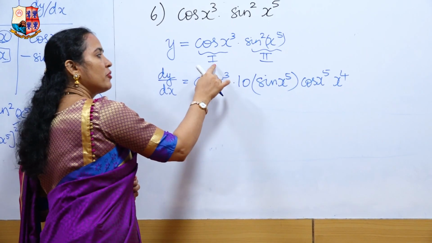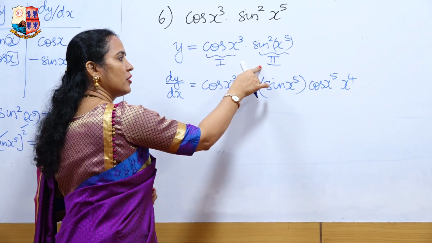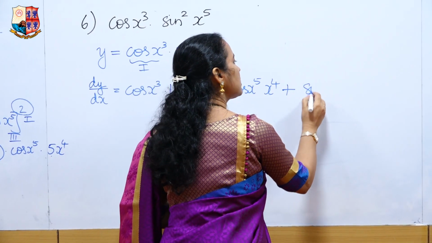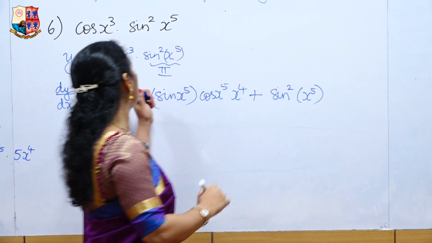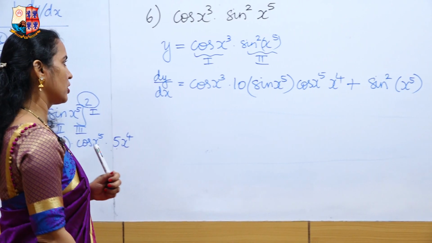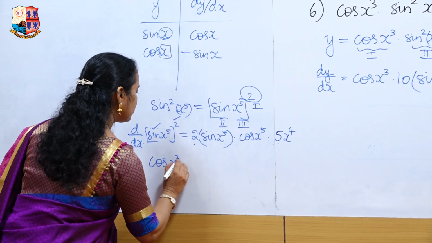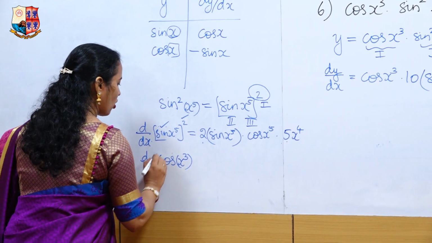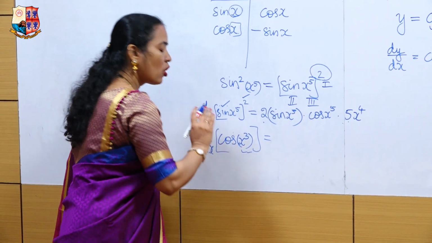So we kept the first function as it is and found the derivative of the second function, plus keep the second function as it is, sin square of x to the power 5, and find the derivative of the first function. Now let's see the first function. d by dx of cos x cube. Here x cube is the argument.